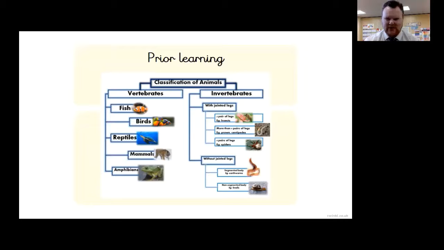Now you should know what these are, but just to remind you, vertebrates are animals with a backbone, invertebrates animals without a backbone. And then you can see that the vertebrates are broken down into fish, birds, reptiles, mammals, and amphibians as well. Invertebrates, well, you could break those down again into different groups with jointed legs, without jointed legs, and then they could be broken down again too. So we can classify in that way. So always thinking about classifying living things.